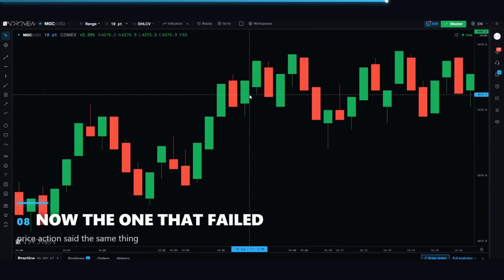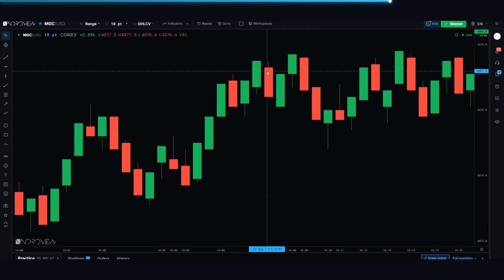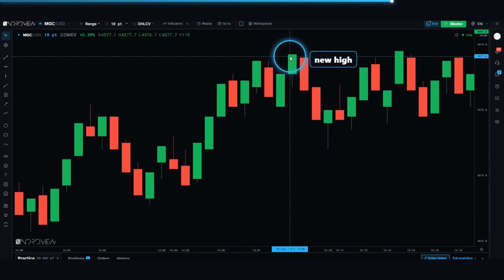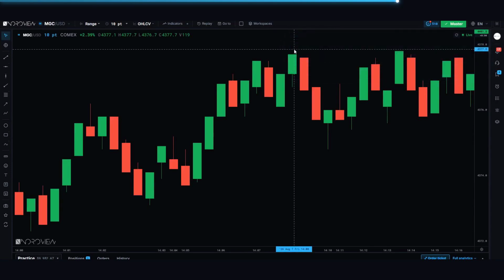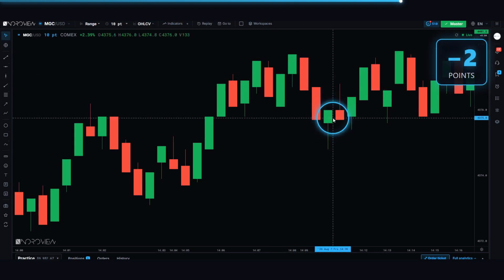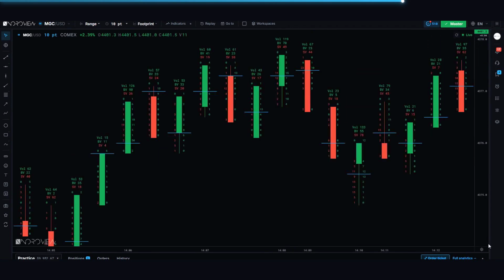Now the second setup a few minutes later, and this is the one that hurts. Price is trending up and it pushes to a brand new high for the move. Price action says exactly what it always says here. The trend is up, so buy the breakout. Every rule you have says take it, and it fails. Price gives it all back. So let's do exactly what we did before and zoom into that breakout candle.